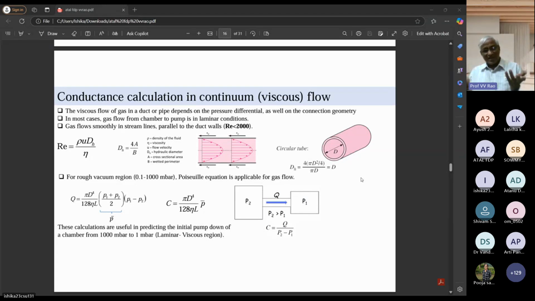If you calculate the C and use that C, with the pumping speed of the manufacturer, 1 by S maximum plus 1 by C gives you 1 by S effective. And use that effective pumping speed to measure the pressure versus time curve. That is called the pump down curve. Next slide, please.